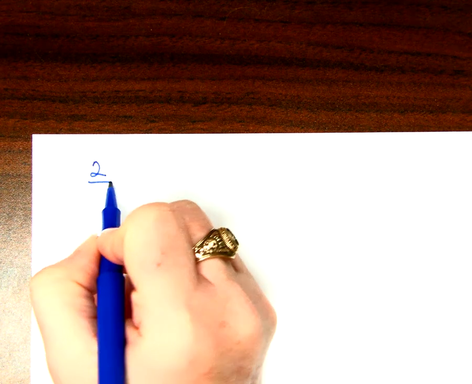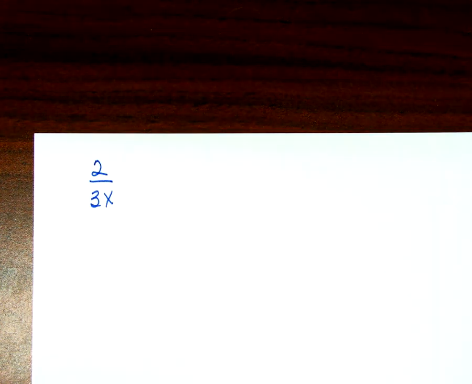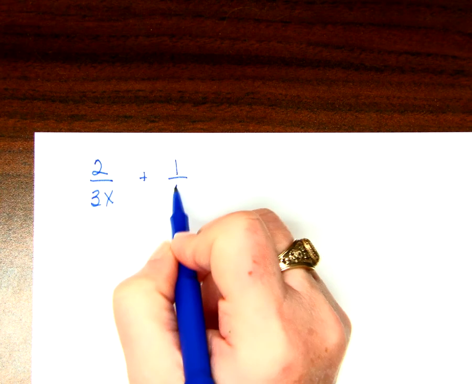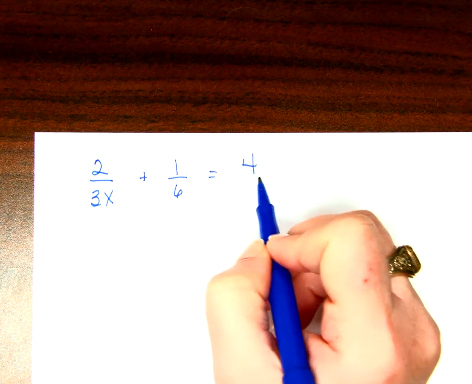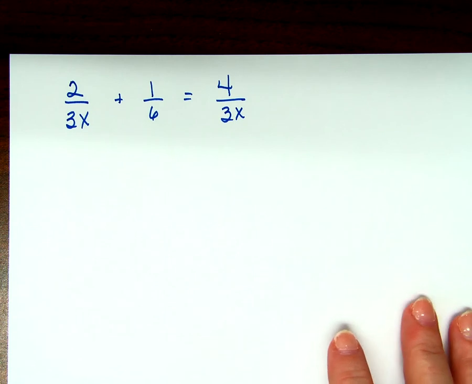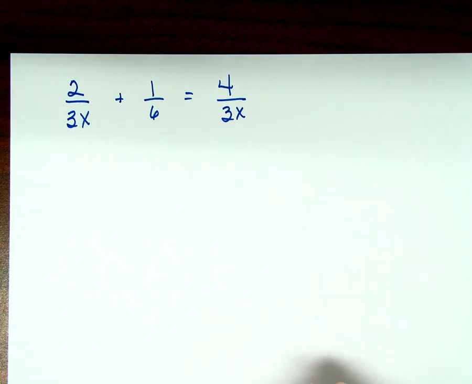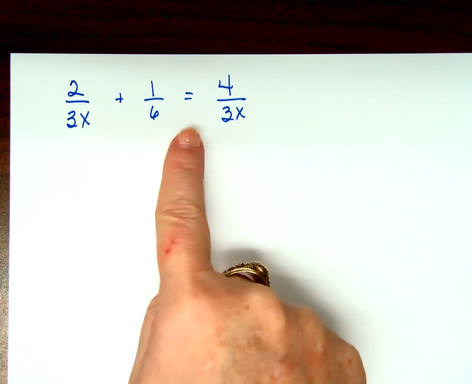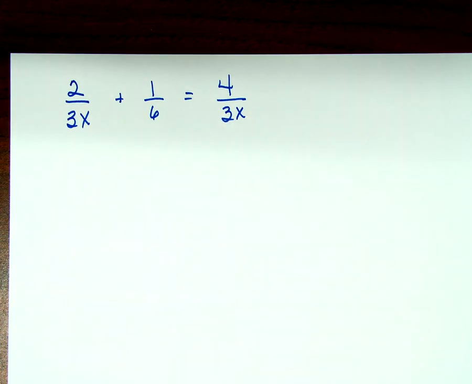2 over 3x plus 1 over 6 equals 4 over 3x. Now, so we cross multiply? No? When's the only time we're allowed to cross multiply? Two fractions set equal to each other. There's more than two fractions, right? There's 3 fractions. Now, just like the last type of problems, there's several different ways to do this one.